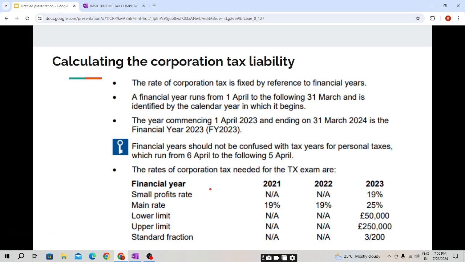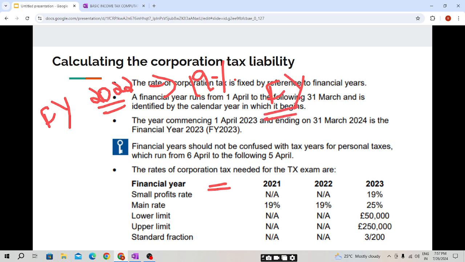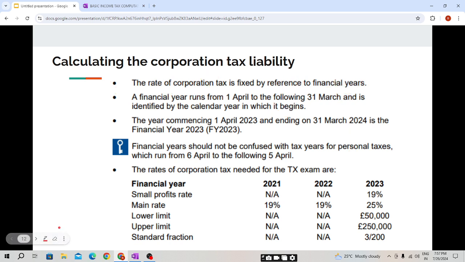Now coming to the rates of corporation tax needed for the tax exam. So students, under the Finance Act 2022, we had a flat rate of 19%. But coming to the Finance Act 2023, we have amendments. So this is an important area. This will surely be tested in your examination. A question will come from this area, as this is a new area and it has been amended. This topic question will be there for sure, 5 to 6 marks for sure, students.